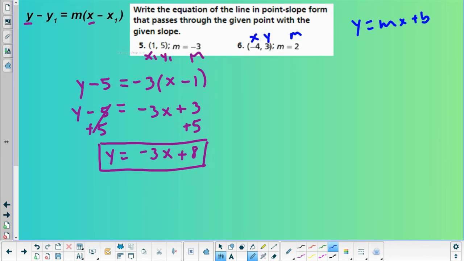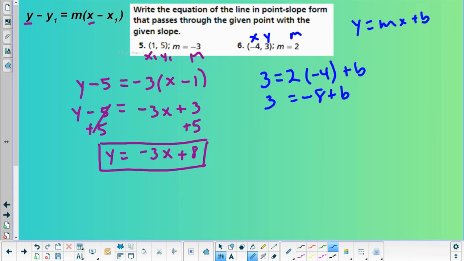So we are going to start with our y. 3 equals, m is 2, x is negative 4, and then our b is the part that we don't know, that plus b. Okay, so if I were to simplify this, 2 times negative 4 is negative 8. So I have negative 8 plus b on the right, 3 on the left.